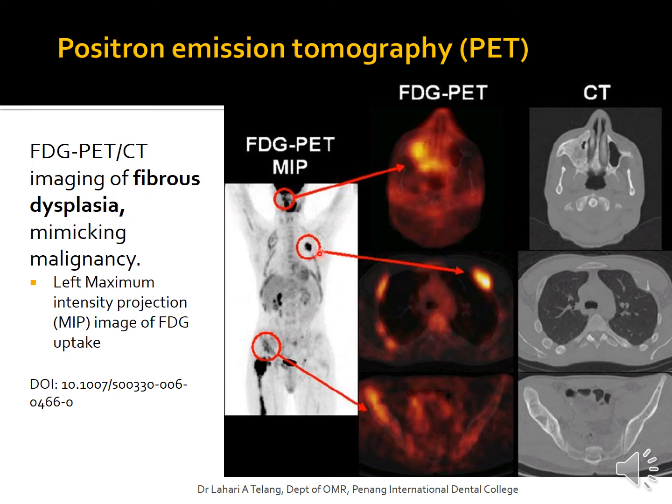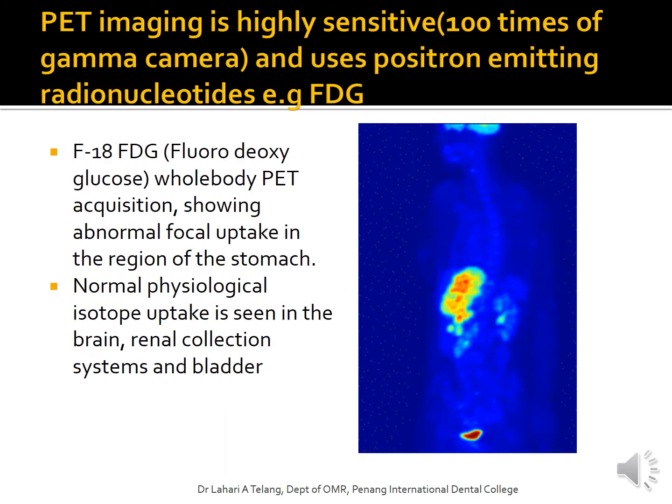You'll notice that there are three spots highlighted here, where you can see increased uptake of the dye, and the corresponding CT image shows radio-opacity changes, showing that there are some changes in the bone here. So this case shows three different areas where the bone has shown fibrous dysplasia changes, mimicking malignancy very closely. So that's why this patient was probably subjected to positron emission tomography to understand the pathophysiology of this disease.